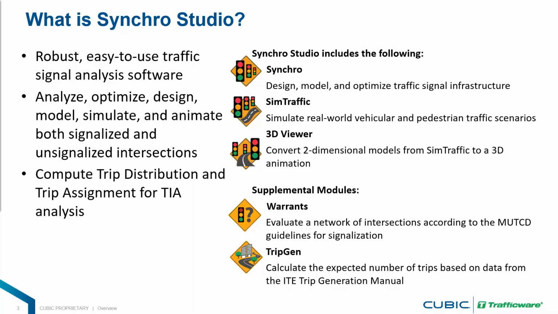TripGen allows you to calculate the expected number of trips based on data from the ITE Trip Generation Manual. The latest TripGen supports the ITE Trip Generation Manual 10th edition, which is their latest as well. However, we also support ITE Trip Generation Manual 9th as well as 8th edition, so that if someone needs to go back a little bit, they can do it through TripGen as well, okay?